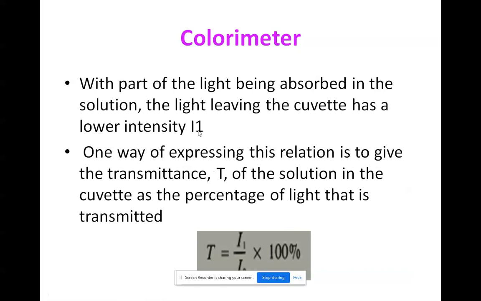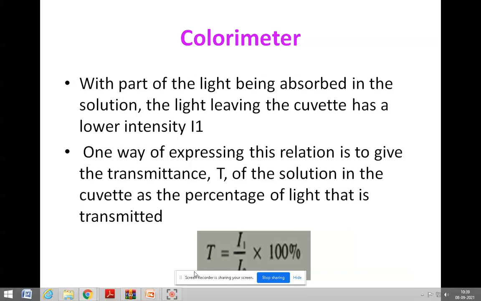In the cuvette you have blood or solution, and you pass the light from the lamp through it. At the entrance of the cuvette the light intensity is I naught. While leaving the cuvette, the intensity is I1. While entering, the intensity is higher, but while leaving it is lower. So the transmittance of the light through the solution is expressed as T equal to I1 by I naught into 100.